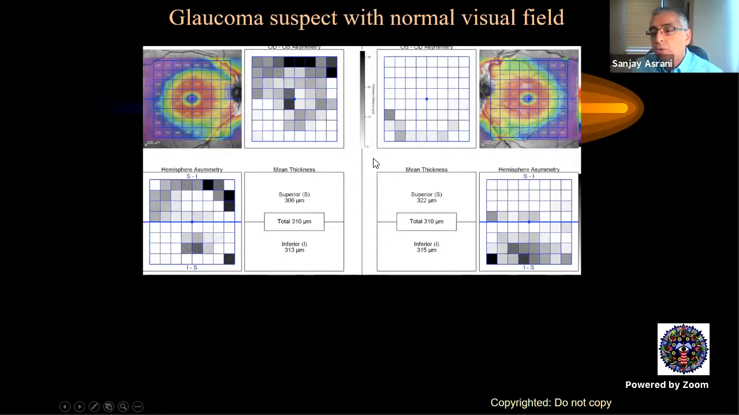And I did not want to name it Asrani map because I didn't want to get a bad name like Alzheimer's disease or something like that. So this is the posterior pole map. You can see here, this is the asymmetry. You can see the very subtle loss right here in contrast to the other eye.